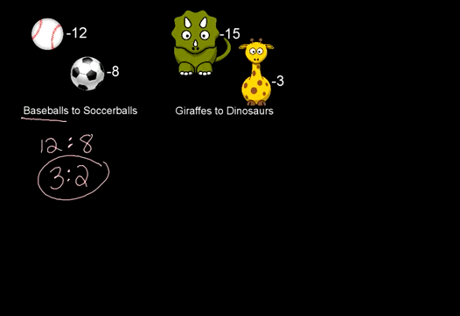Okay, so baseballs to soccer balls. Baseballs comes first, and there are 12 of those. And then soccer balls, and there are 8. This can be simplified, which would give me 3 to 2 as my ratio of baseballs to soccer balls. Very good. So let's look at your next problem. Find the ratio of giraffes to dinosaurs. All right, pause your video.